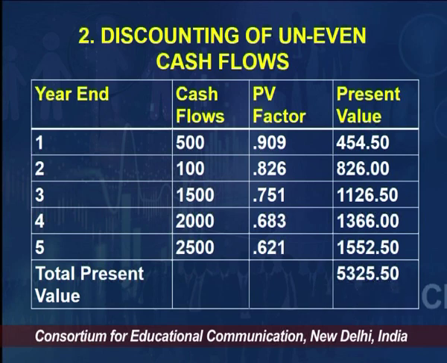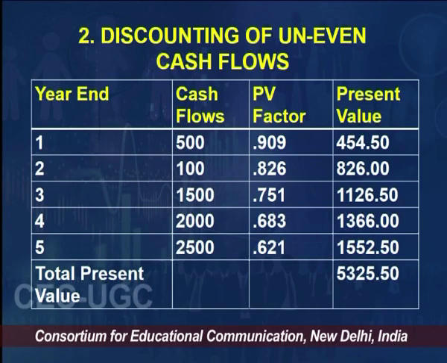So, we have to see the column and the row for a particular rate of interest, here 10%. So, for 1 year the factor is 0.909, for 2 years the factor is 0.826, for 3 years the factor is 0.751, for 4 years the factor is 0.683, for 5 years the factor is 0.621. So, if we multiply the cash flow with the present value factor, we will get the present value itself. That is what we want to do. And at the end we are making a sum of all the values, which comes out to 5325.